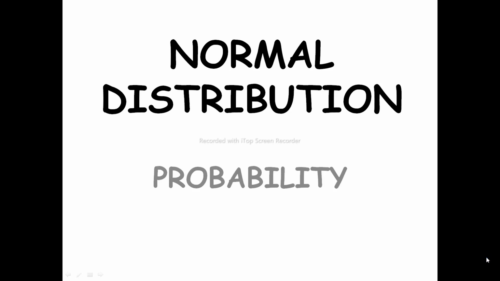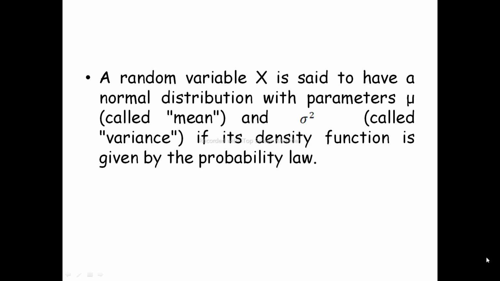So in this video we are going to discuss the last topic of probability, that is normal distribution. A random variable x is said to have a normal distribution with parameters mu, that is mean, and sigma square, which is variance, if its density function is given by the probability law. So a random variable x is said to have a normal distribution if it has got the mean as well as the variance.